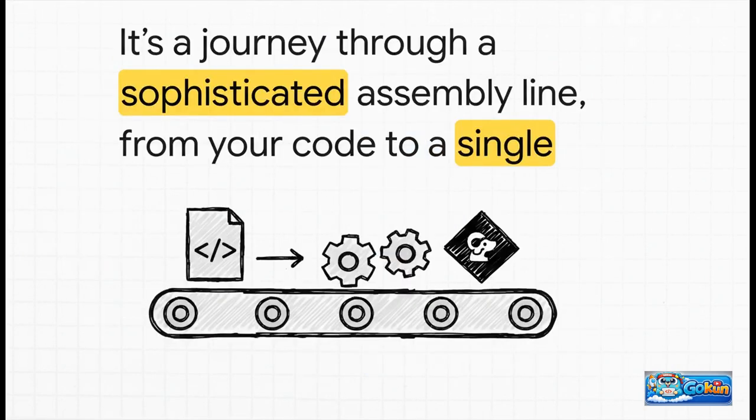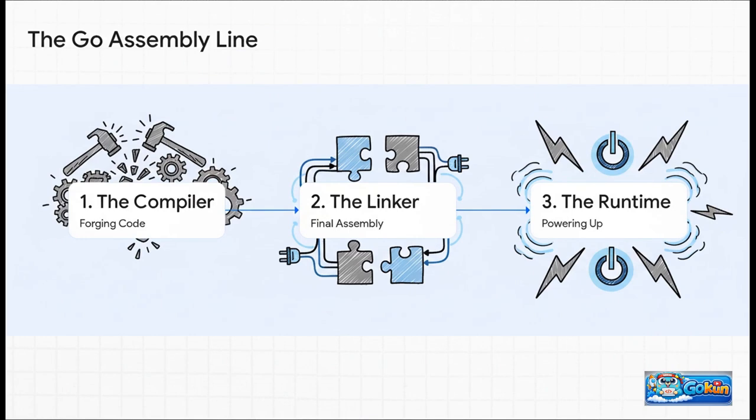You know, the best way to picture this whole process is like a factory assembly line. It's really sophisticated. Your Go source code, that's the raw material going in one end. And what comes out the other? A single, ready-to-run, high-performance executable file. And this assembly line, well, it has three main stations. So first up, you've got the compiler, which forges your human-readable text into instructions a machine can actually understand. Then it moves on to the linker, which handles the final assembly, connecting all the different pieces. And last but not least, the runtime fires everything up and brings your code to life. That's our roadmap for this explainer.